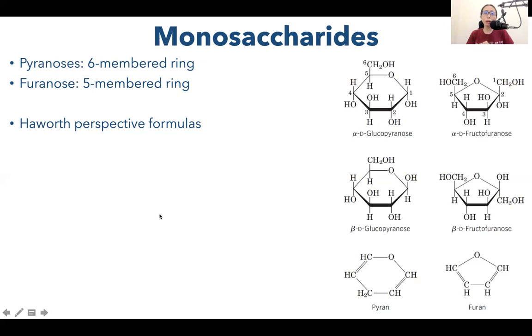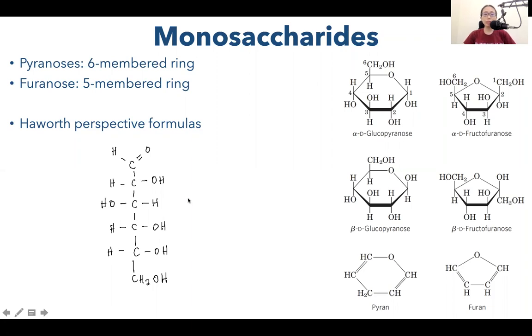So how do we draw Haworth perspective formulas? Let's go back to the linear structure of glucose. We have the aldehyde functional group. So we have carbon 1, carbon 2, carbon 3, carbon 4, carbon 5, and carbon 6.